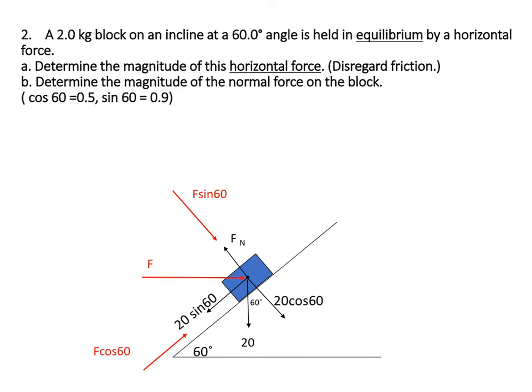Now let's look at it a little more clearly. Here the force W has been replaced by 20 because it says 2 kg block. W we know is given by mg, so that will be 2 multiplied by g, which is 10. So that will be equal to 20 Newton. And hence we are replacing W by 20. So we have 20 as the weight of the object, 20 cosine 60, 20 sine 60. These are the components of the weight. And for the force, we have F cosine 60 and F sine 60. Now our free body diagram is ready.